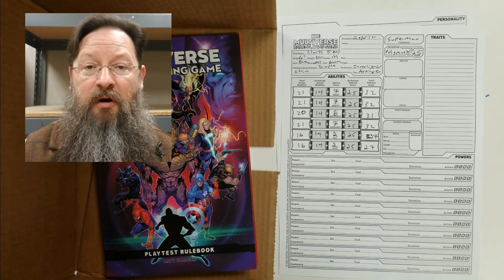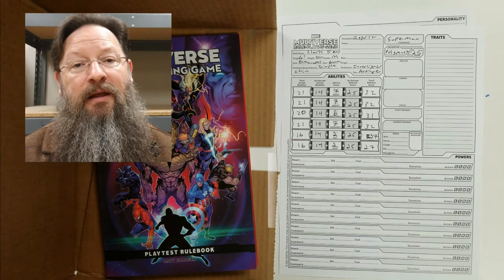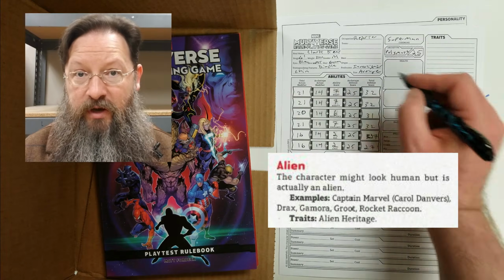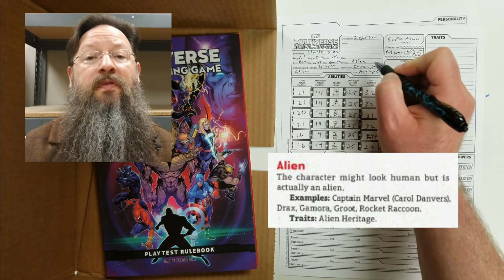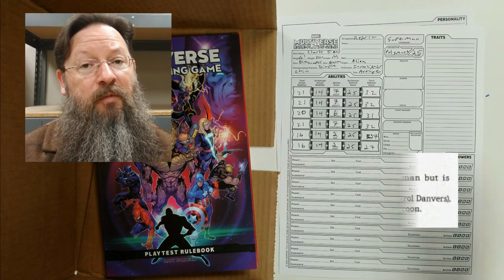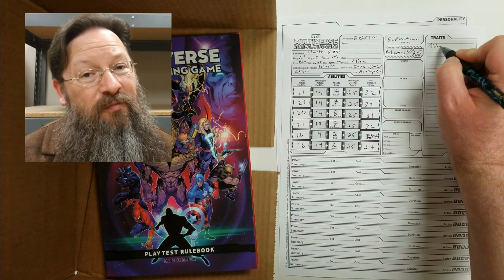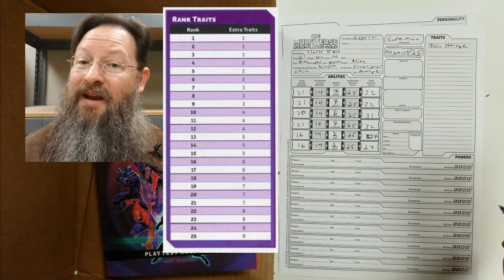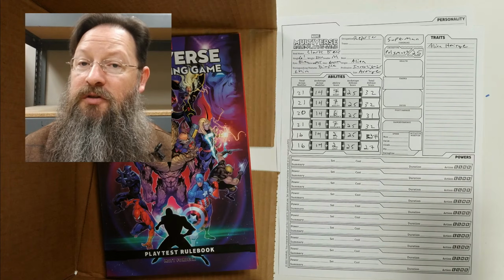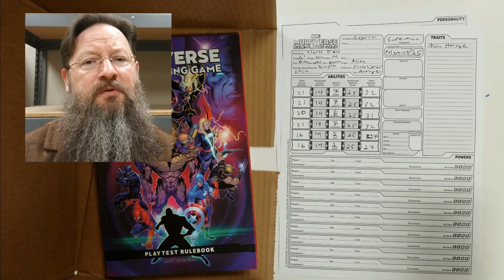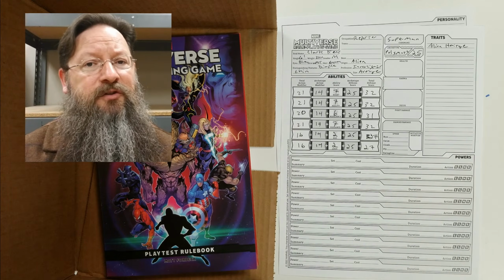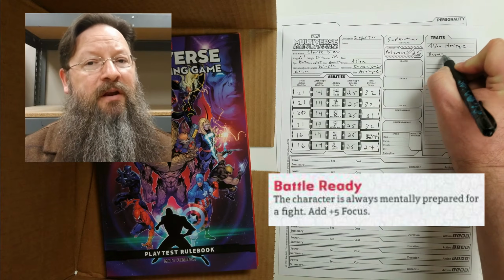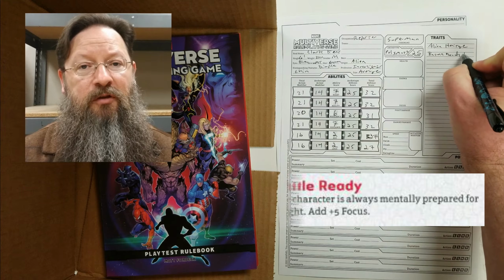Superman's origin, that's what we were talking about earlier in the video, is going to be alien, and because of that, he comes automatically with a trait called alien heritage. One thing about traits is that not all of them are going to impact the gameplay, but some do. In looking at the rank traits table, being ranked 25, we can pick 9. We already have alien heritage, so we'll fill that in. I'd say that Superman is also battle ready. He is always mentally prepared for a fight, and that gives him +5 focus, which we'll make note of and plug in when we get to that particular section.